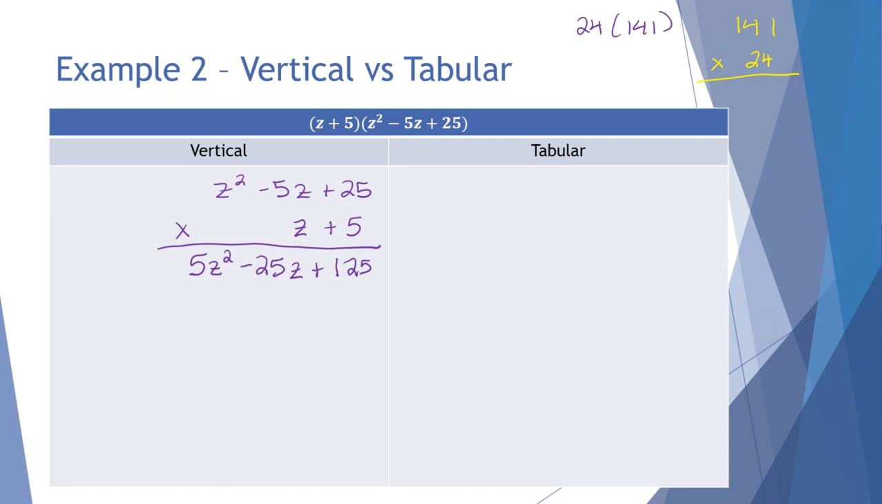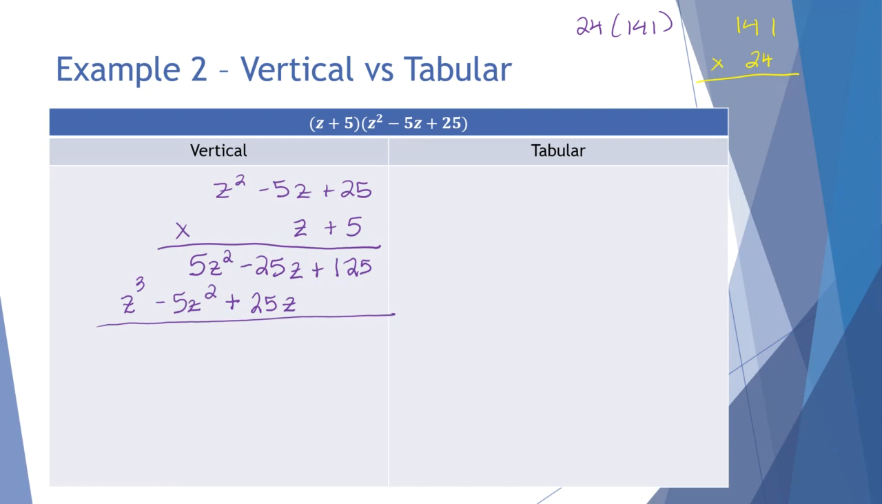Next, z. I take that z and I multiply by everything. So z times 25 is 25z. I'm going to put that lined up, and I'm going to just preemptively put a plus sign there. Then z times negative 5z squared, so that's minus 5z squared. And then the z times z squared, that's z cubed.